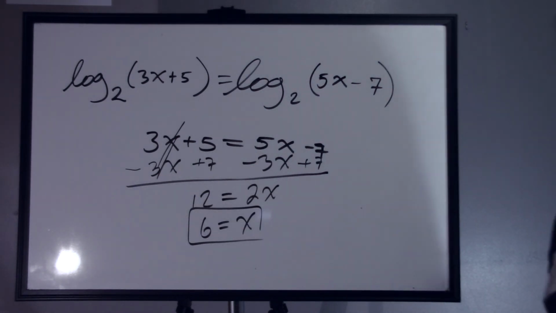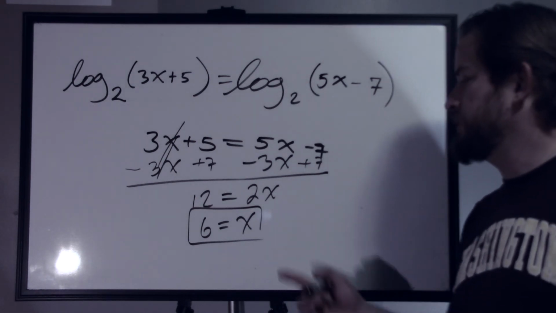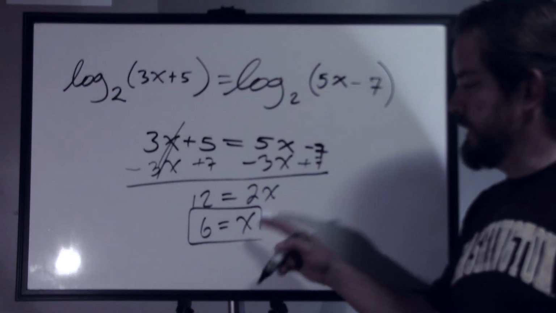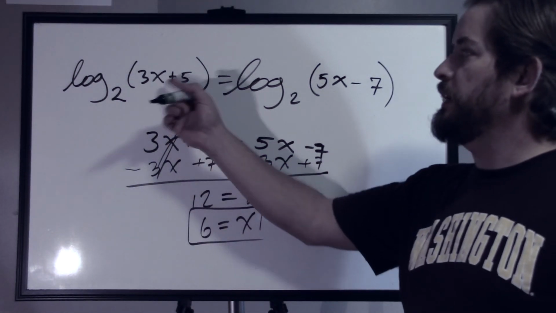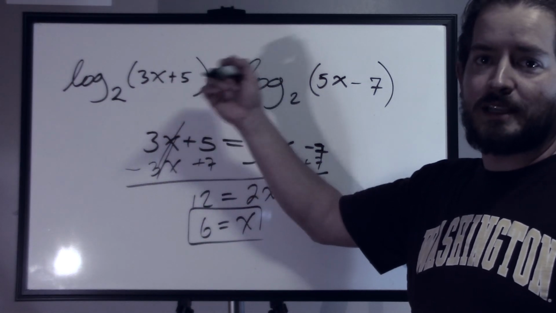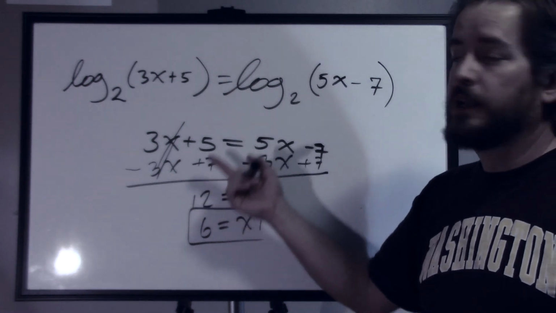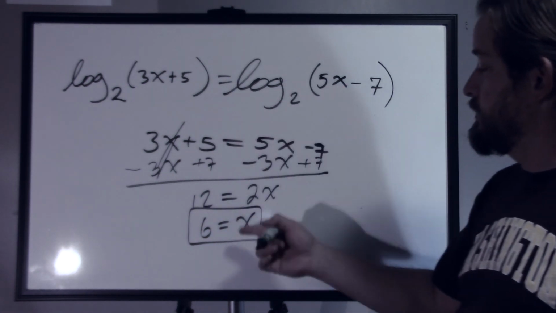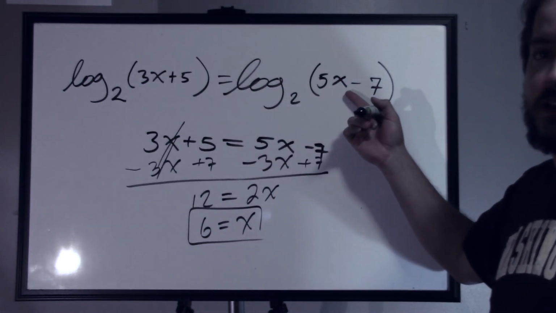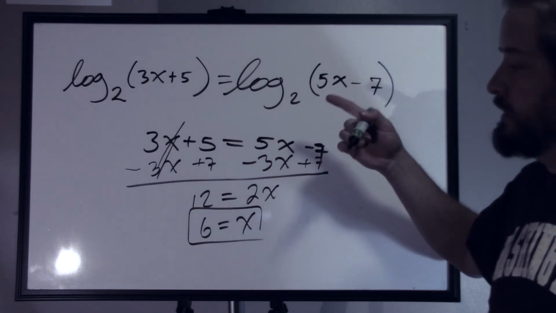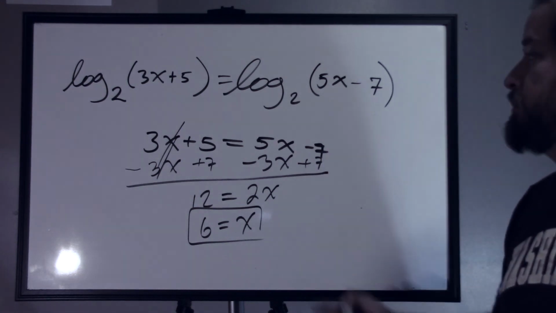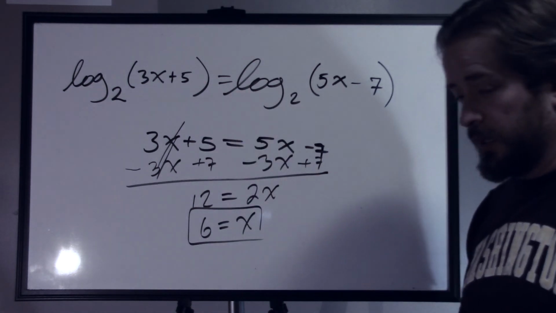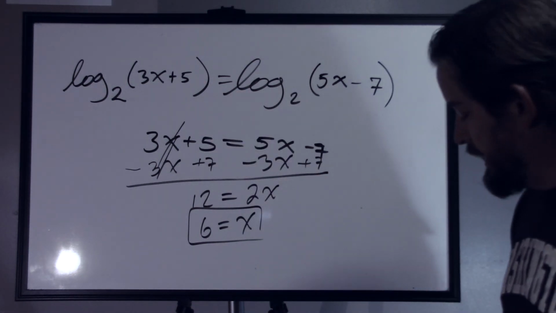Now, one thing that we haven't been doing, because we haven't had to, is that we should always check our answers. X equals 6, I need to be able to take 6 and plug it into 3x plus 5 and get a positive number out of there, because I can't take the log of a negative number. So I also need to plug it in here. I can't take the log of a negative number, I can't take the log of 0, so I need to be able to plug it in here and get a positive number. But I think you'll see if you do that, and any of the ones that we've done previously, that that is the case.